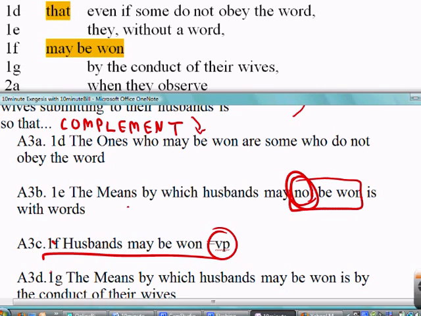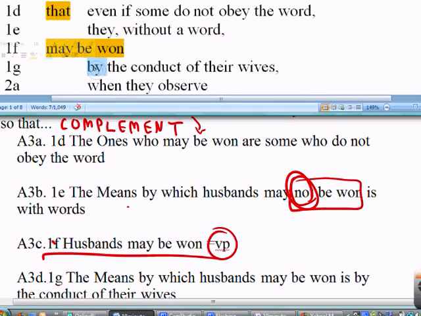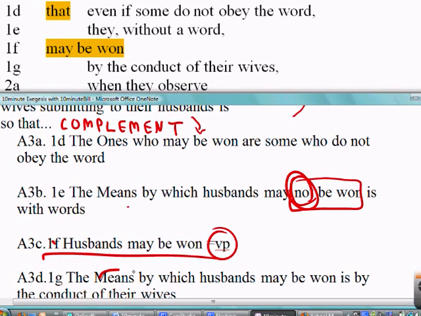How do you win them? Well, let's see. We have this next phrase here, by the conduct of their wives. So that would work means down here. The means by which husbands may be one, in contrast to this, is by the conduct of their wives. So, the ones who may be one, the way they're not one, the fact that they're one, the means by which they actually are one.